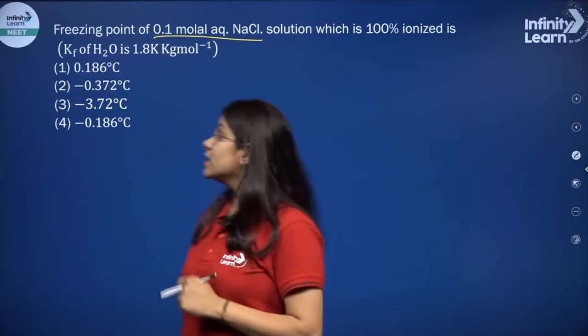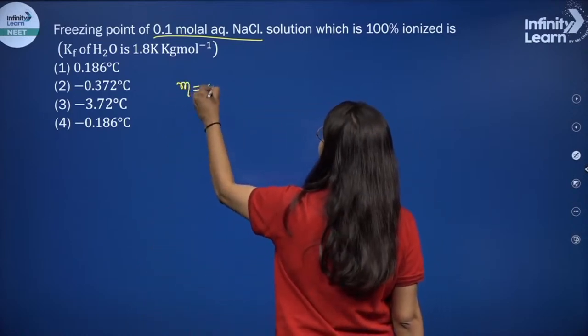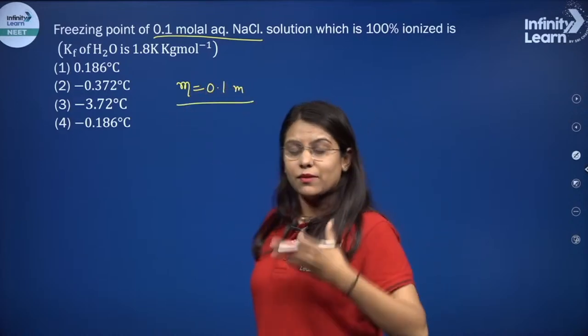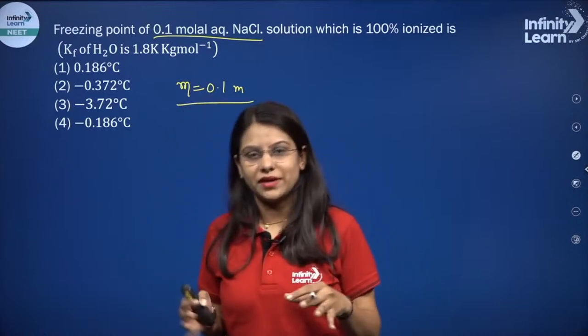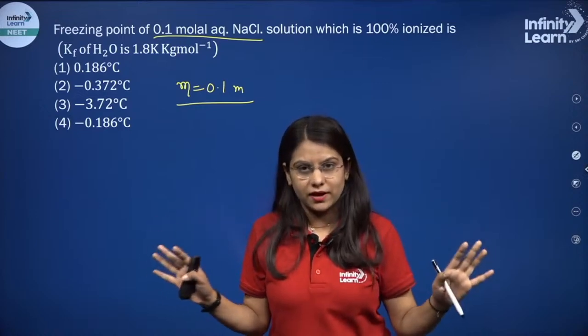कोलिगेटिव प्रॉपर्टीज। फ्रीजिंग पॉइंट ऑफ 0.1 मोलल, सो व्हाट इज द मोलालिटी हियर, प्लीज राइट द थिंग्स विच आर गिवन इन द क्वेश्चन, प्लीज राइट। कई बार ऐसा होता है एग्जाम में, पर्सनल एक्सपीरियंस है मेरा, कभी भी हम कोई एग्जाम देते हैं ना, एक बार क्वेश्चन पढ़ा नहीं समझ में आया, ठीक है.